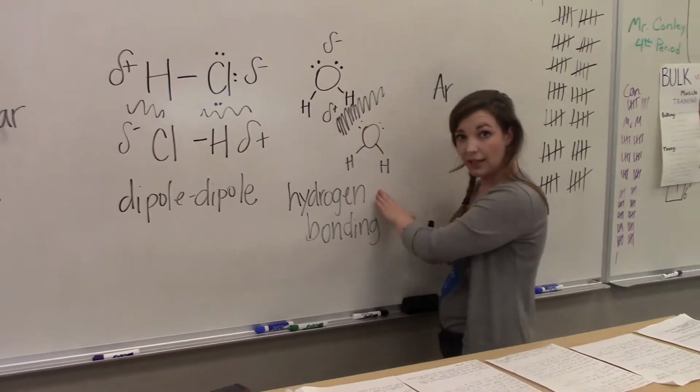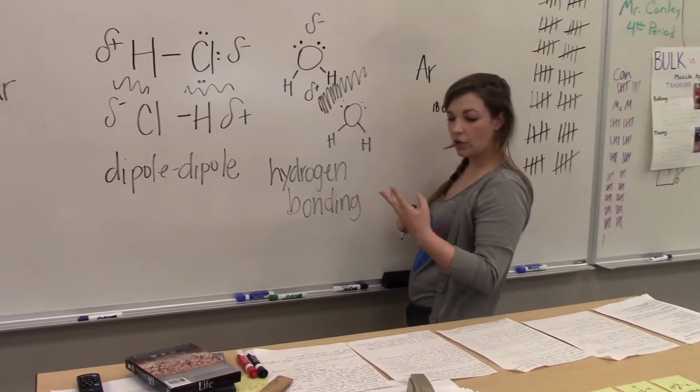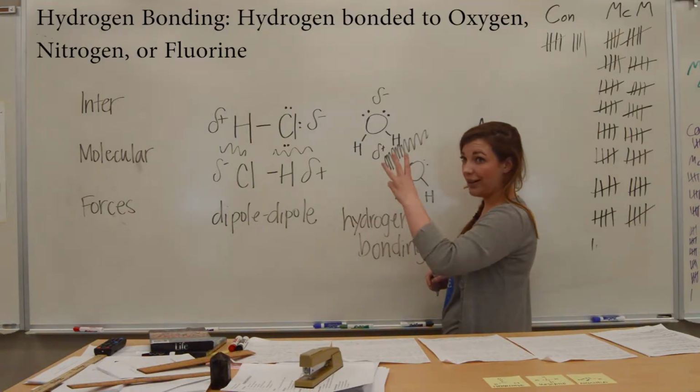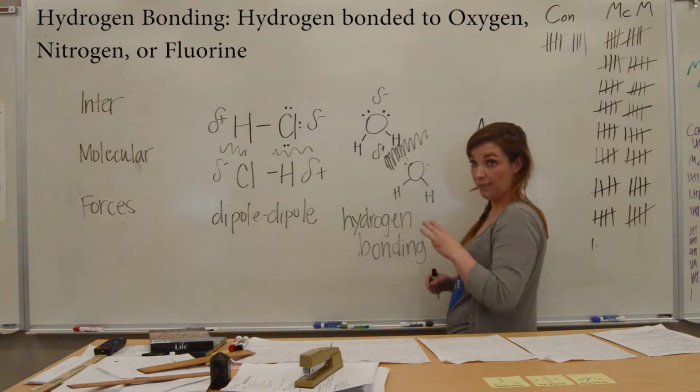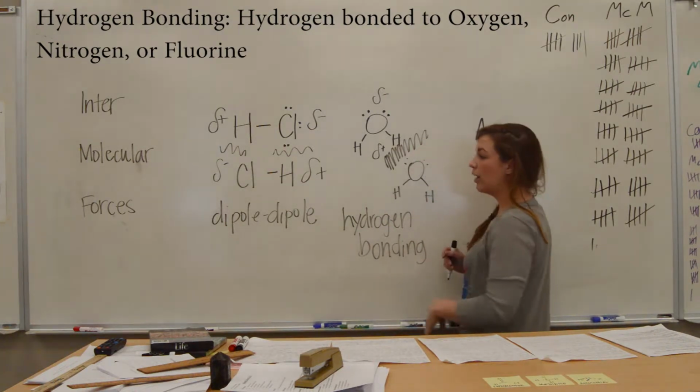We see hydrogen bonding happening whenever hydrogen is bonded to our top three most electronegative elements, oxygen, nitrogen, and I hope you know the most electronegative of them all, fluorine. Okay? So that is when hydrogen bonding will happen. That's the strongest intermolecular force.